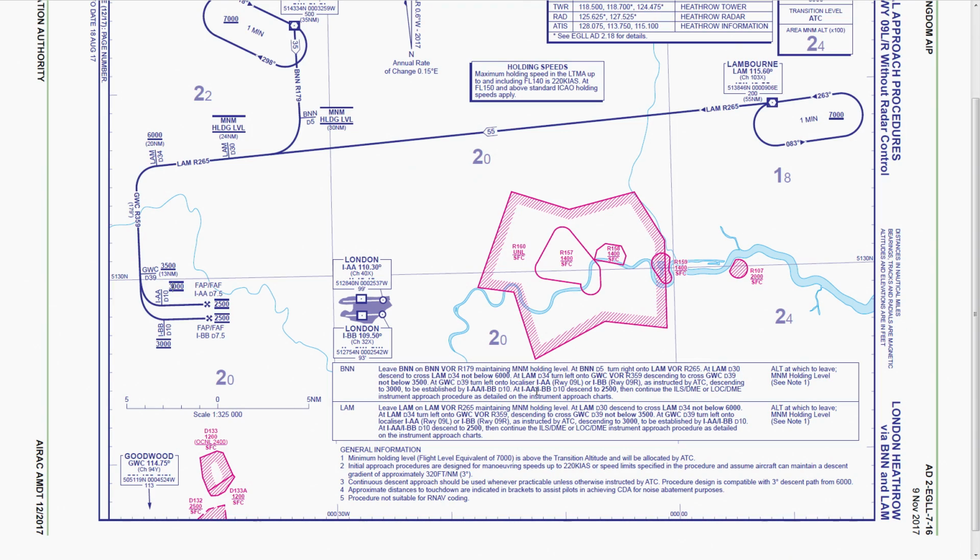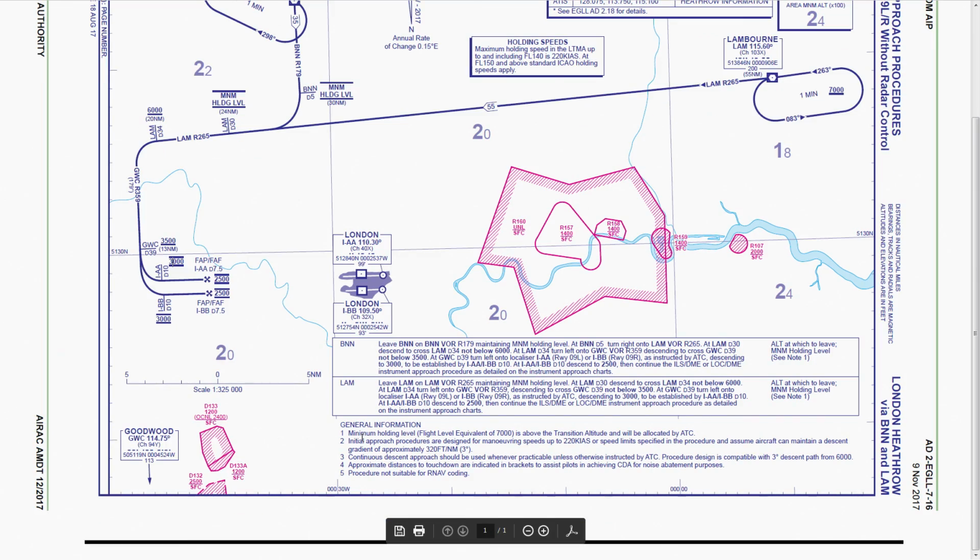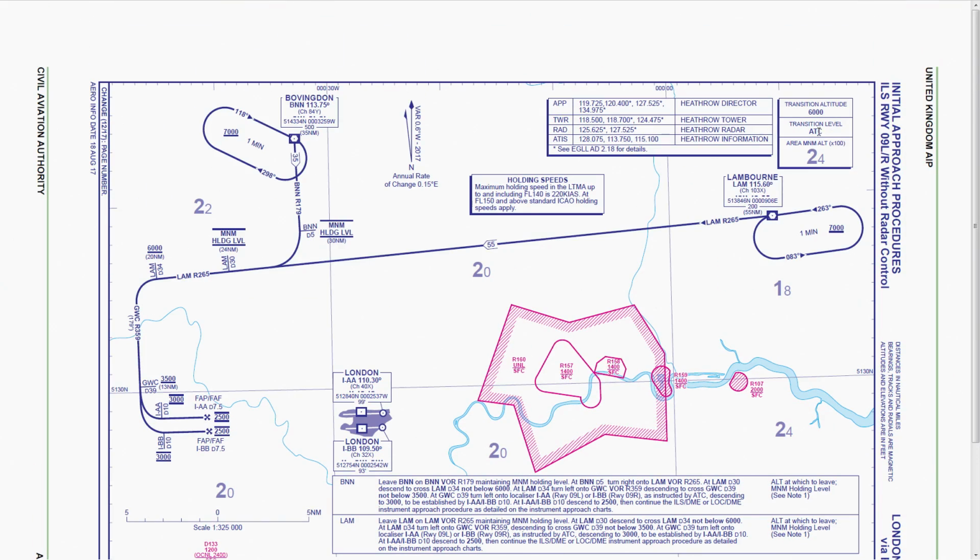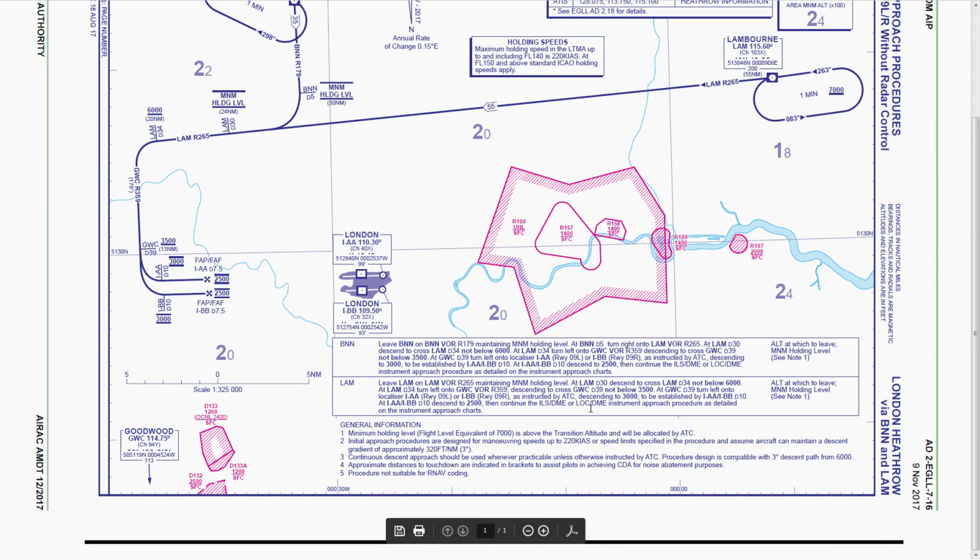And then last but not least, at distance marker 10, you descend to 2,500, then continue the ILS DME or localizer DME instrument approach procedure as detailed on the instrument approach charts. Absolutely simple, not a problem. And you can see here more general information. The minimum holding level, which is the flight level equivalent of 7,000 feet, is above the transition altitude and will be allocated by ATC, as it says here.